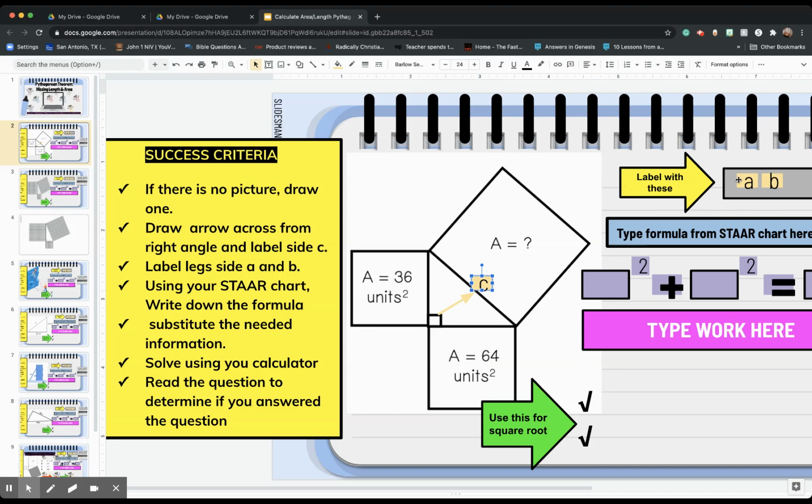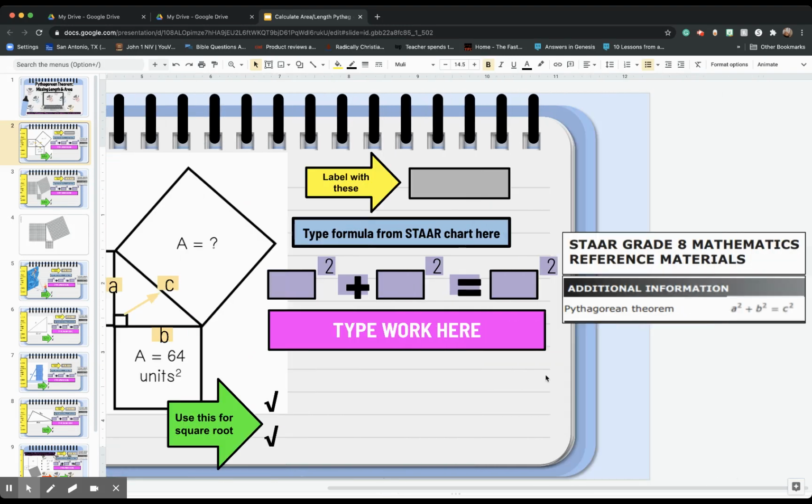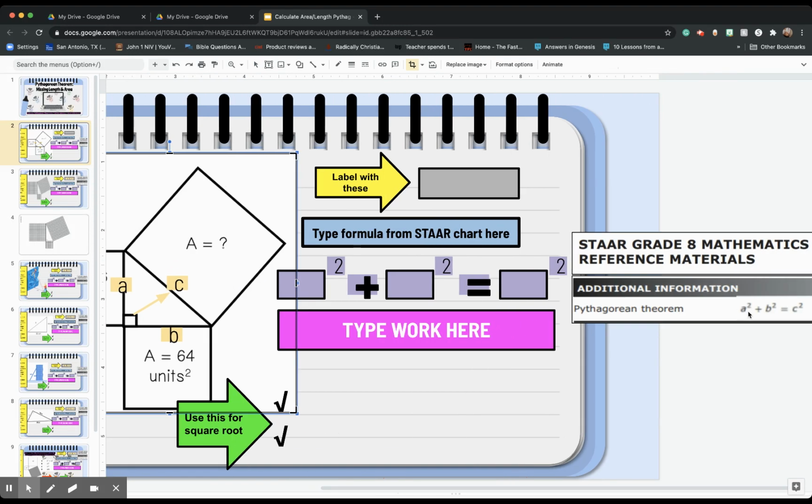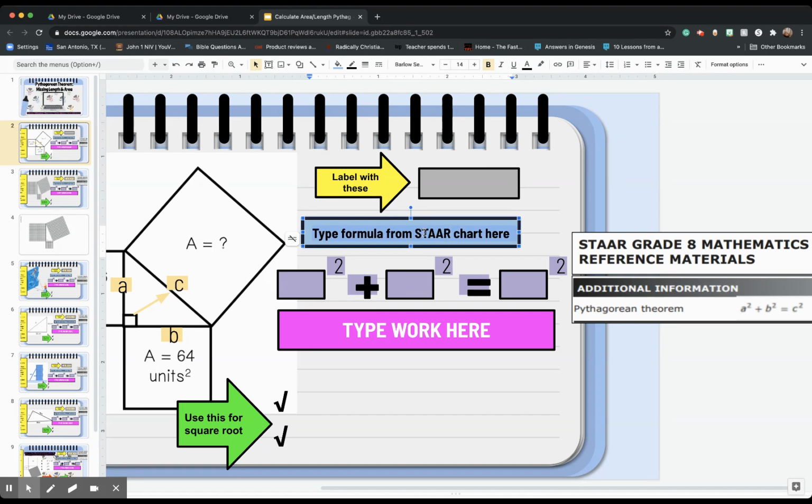And then label sides A and B. So this could be side A and this could be side B. Beautiful. Now, it says using your STAAR chart, write down the formula. And right there, type the formula from STAAR chart. Oops, sorry. The formula is a squared plus b squared equals c squared. So a squared plus b squared is equal to c squared. Great.